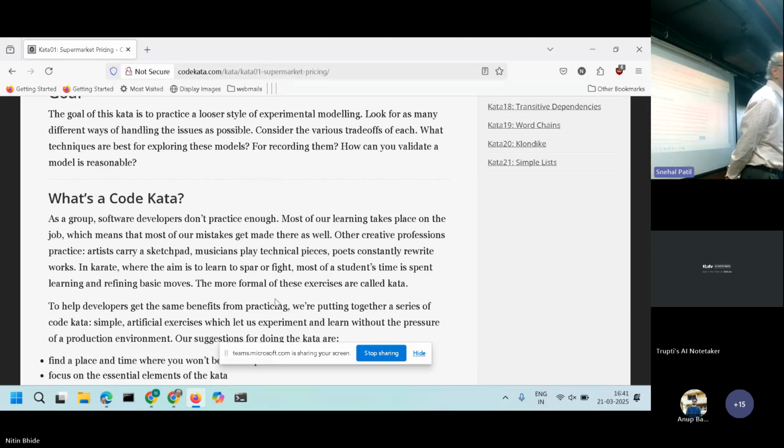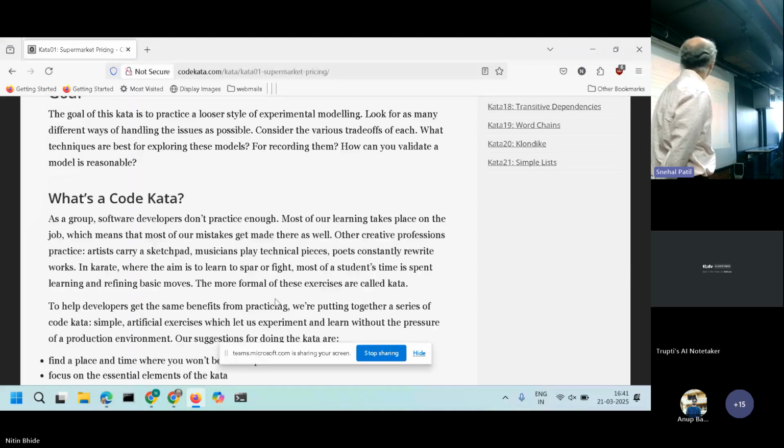ACP, and what was the second? Stable dependency. Right. Now, how do we apply all these in practice? How do we apply it when we are working on a problem like supermarket pricing?